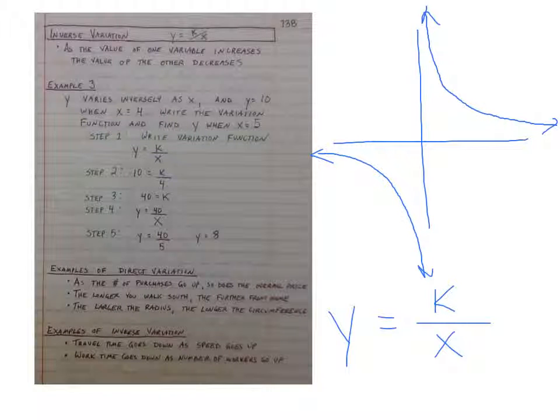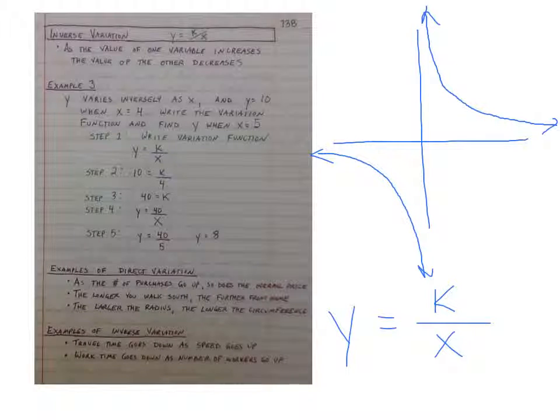Below this example, I've included a couple examples of real-world problems that involve direct variation or inverse variation. So the first is direct variation. As the number of purchases goes up, so does the overall price. For example, you go to the grocery store, the more food items you buy, the more you're going to pay at the cash register. The longer you walk south, the further from home you are. So if you just kept walking in a straight line in one direction, the longer you walk, the further from home you are. The next one says the larger the radius, the larger the circumference. So there's direct variation there.